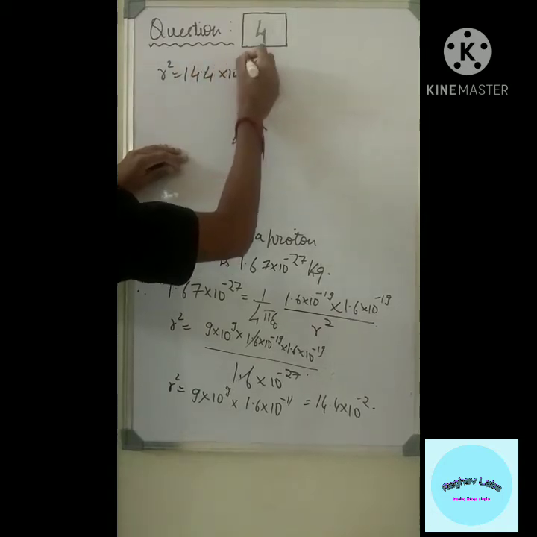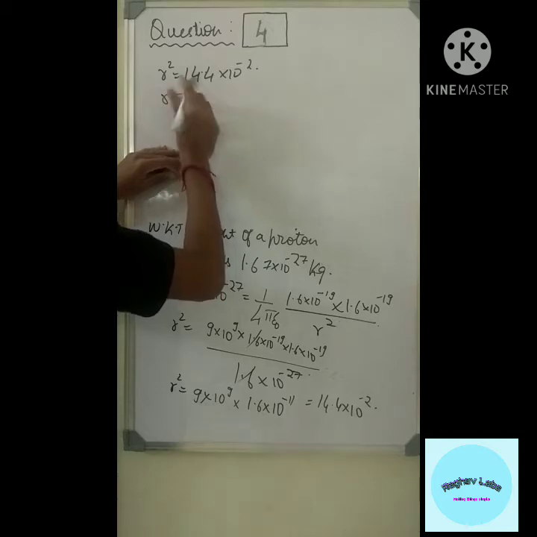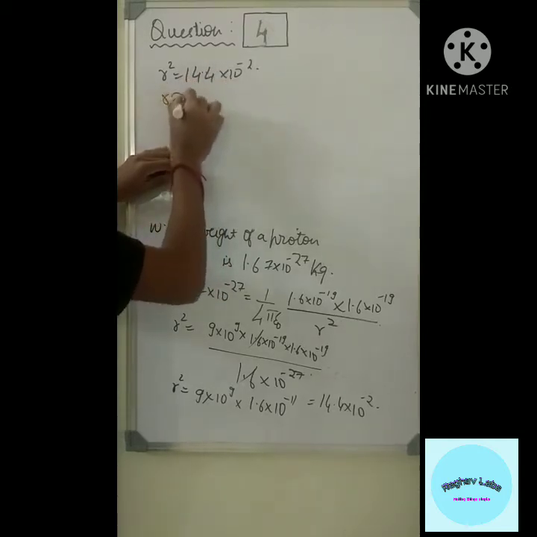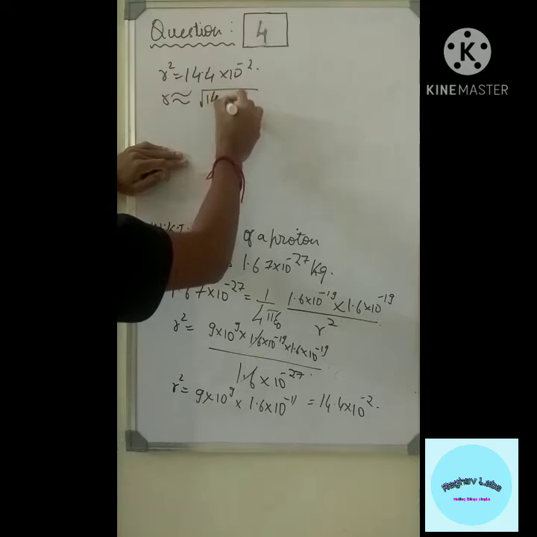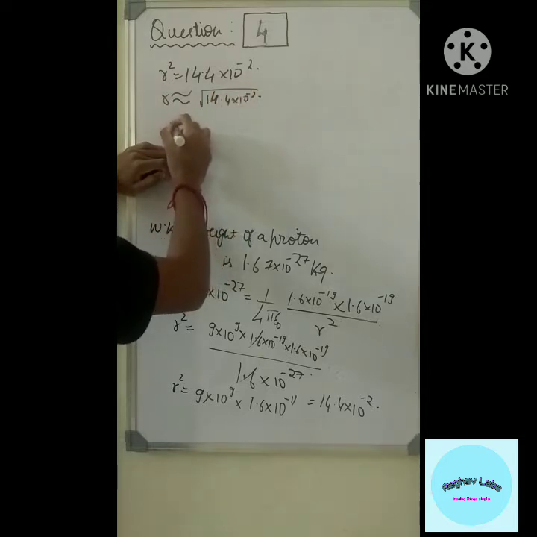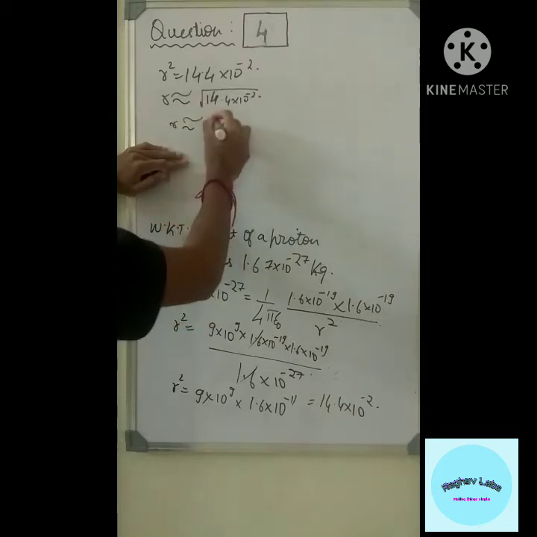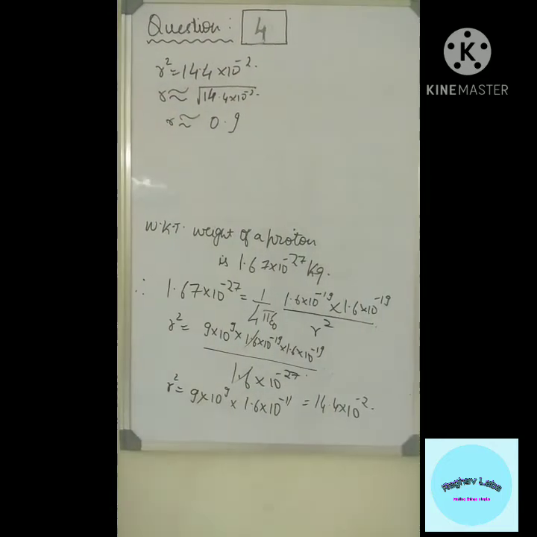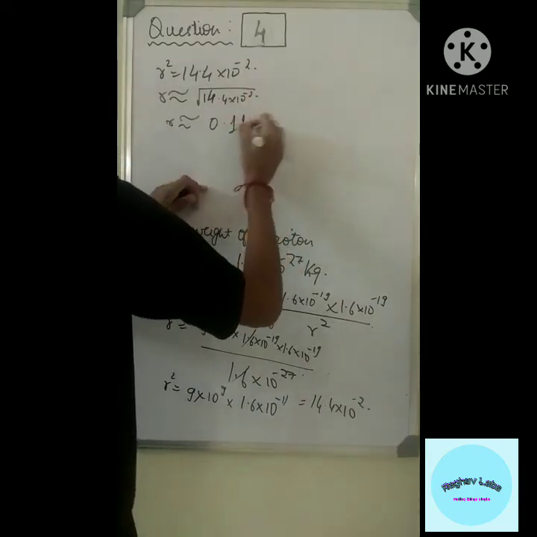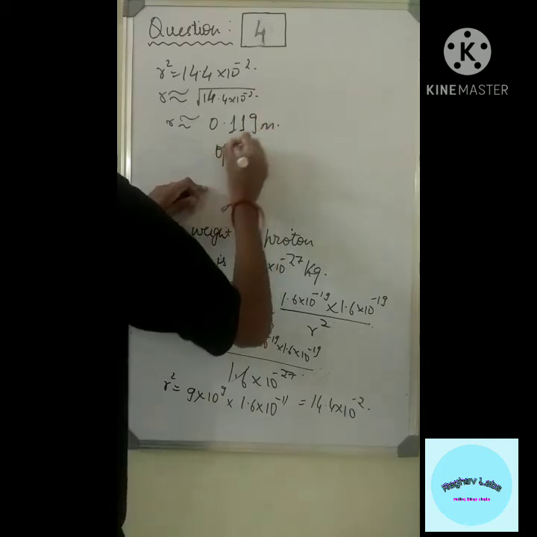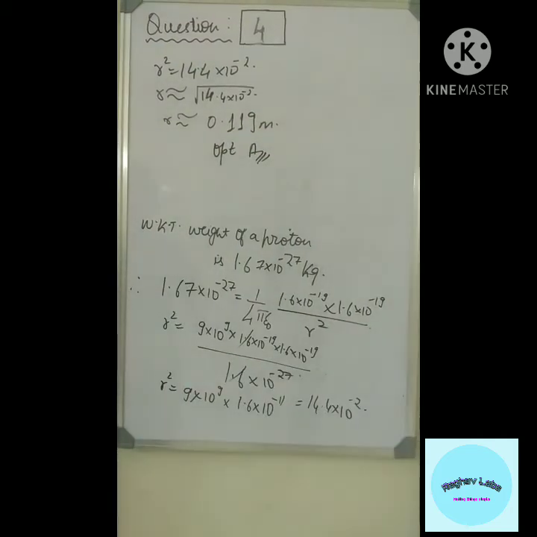R square is equal to 14.4 into 10 to the power of minus 2. R is approximately equal to root of 14.4 into 10 to the power of minus 2, which is approximately, let me calculate once again, 0.119, yes, meter, option A. Thank you.